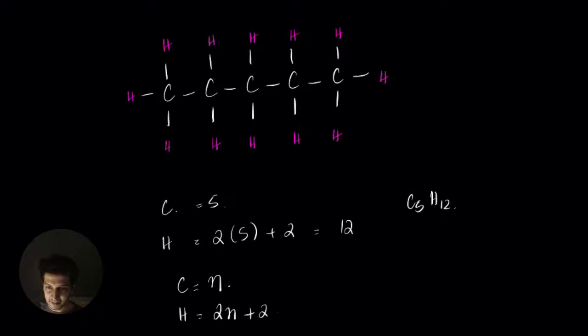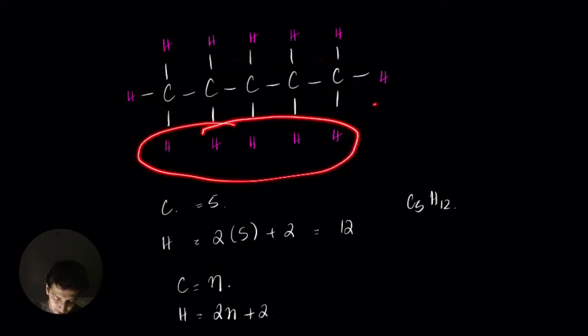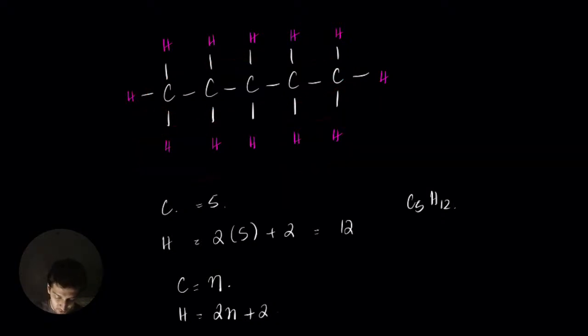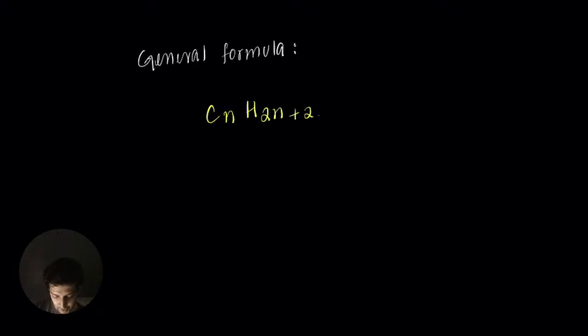Reza gets it, everyone gets it. Brilliant. You guys understand: the number of carbons I have, the hydrogens will be twice that number plus 2. Can I turn this into a general formula for alkanes? The general formula for an alkane is CnH2n plus 2. As soon as you put an N over there, it'll tell you how many hydrogens you have.